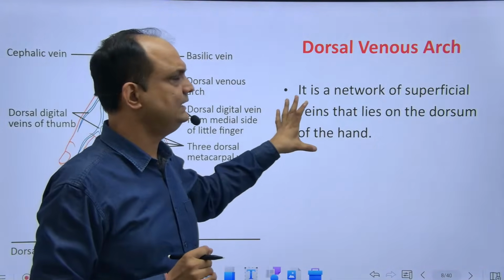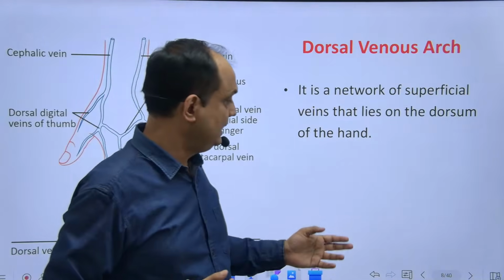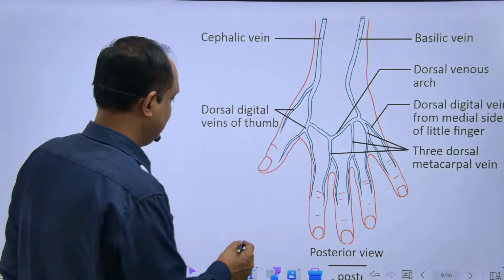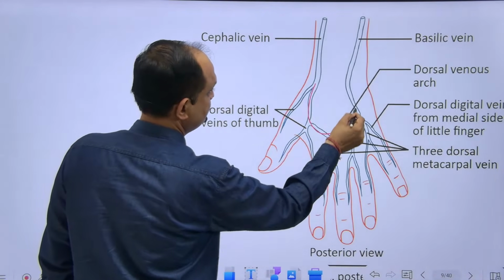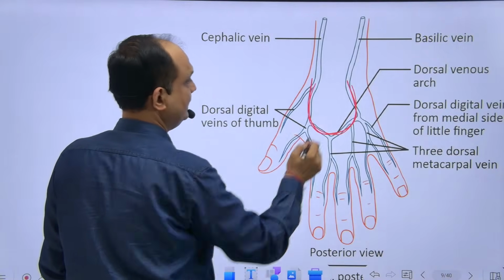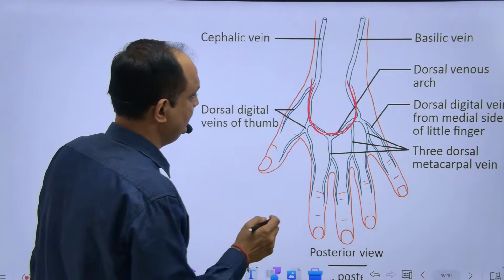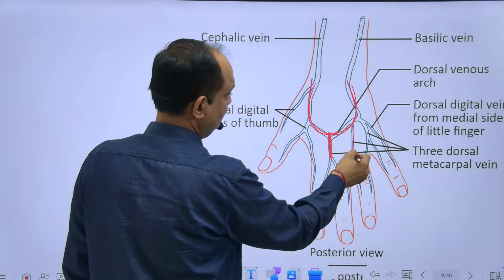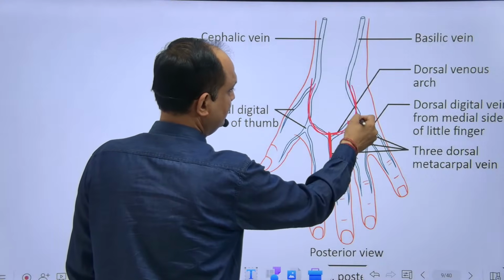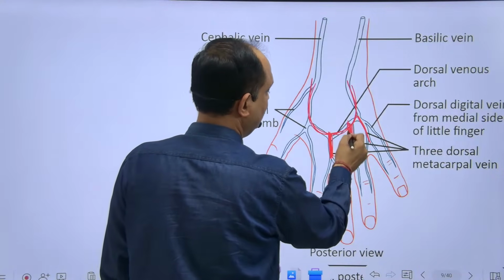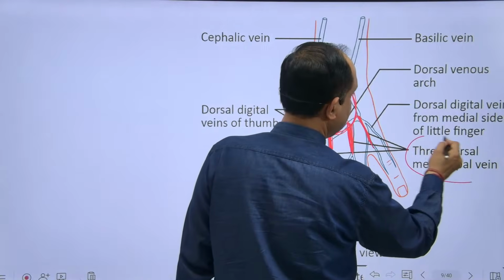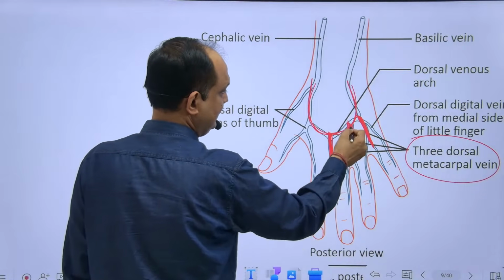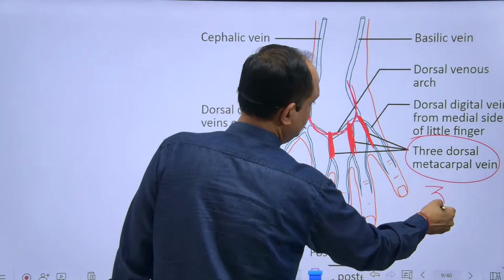This is the network which lies in the superficial layer, and when you see the formation of this arch in this image, you can understand that it has a U-shaped structure, and this U is formed by different tributaries. How many tributaries? Here you can see this is one tributary, this is another tributary, and this is another tributary. These tributaries are known as metacarpal veins. So how many metacarpal veins? There are 3 metacarpal veins. This is first, this is second, and this is third.